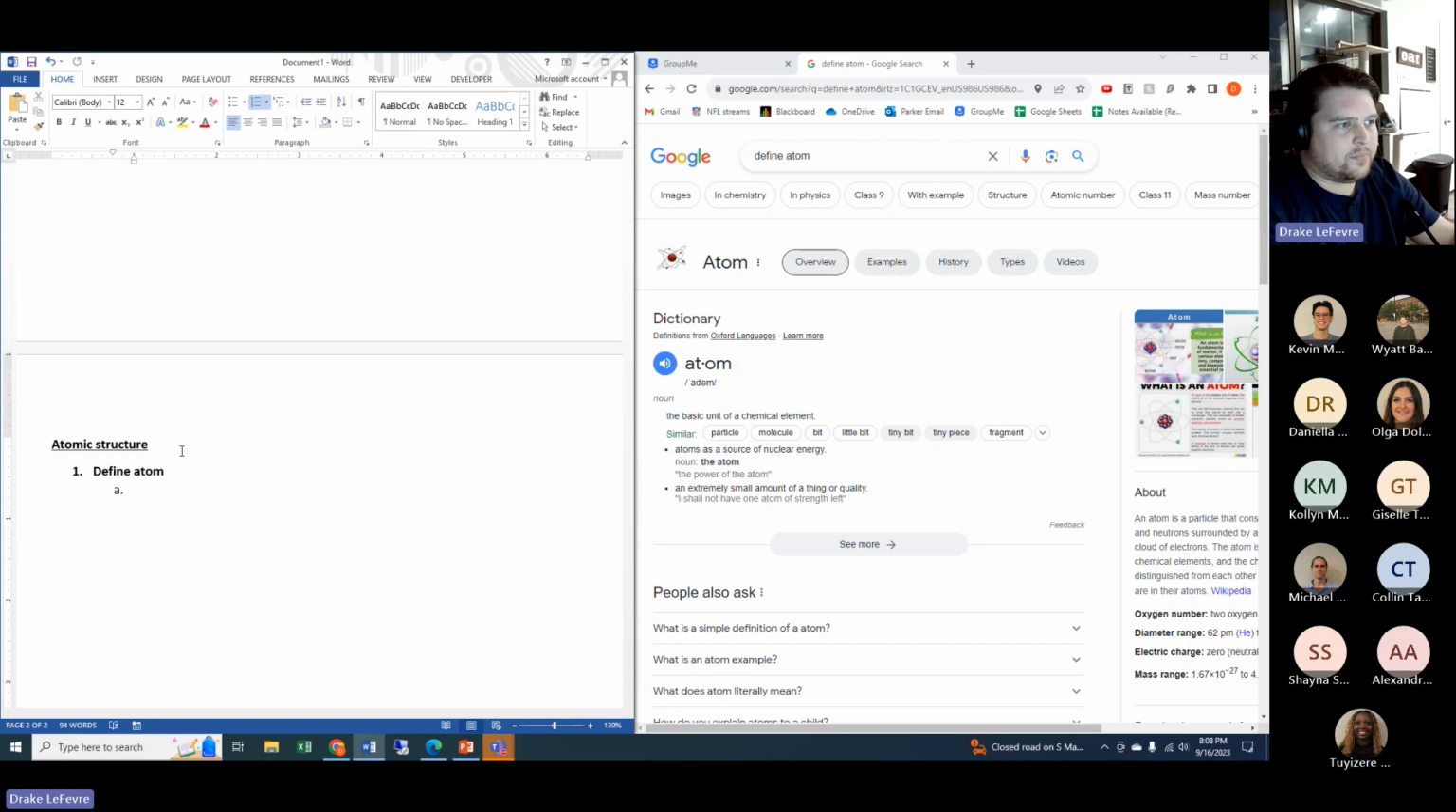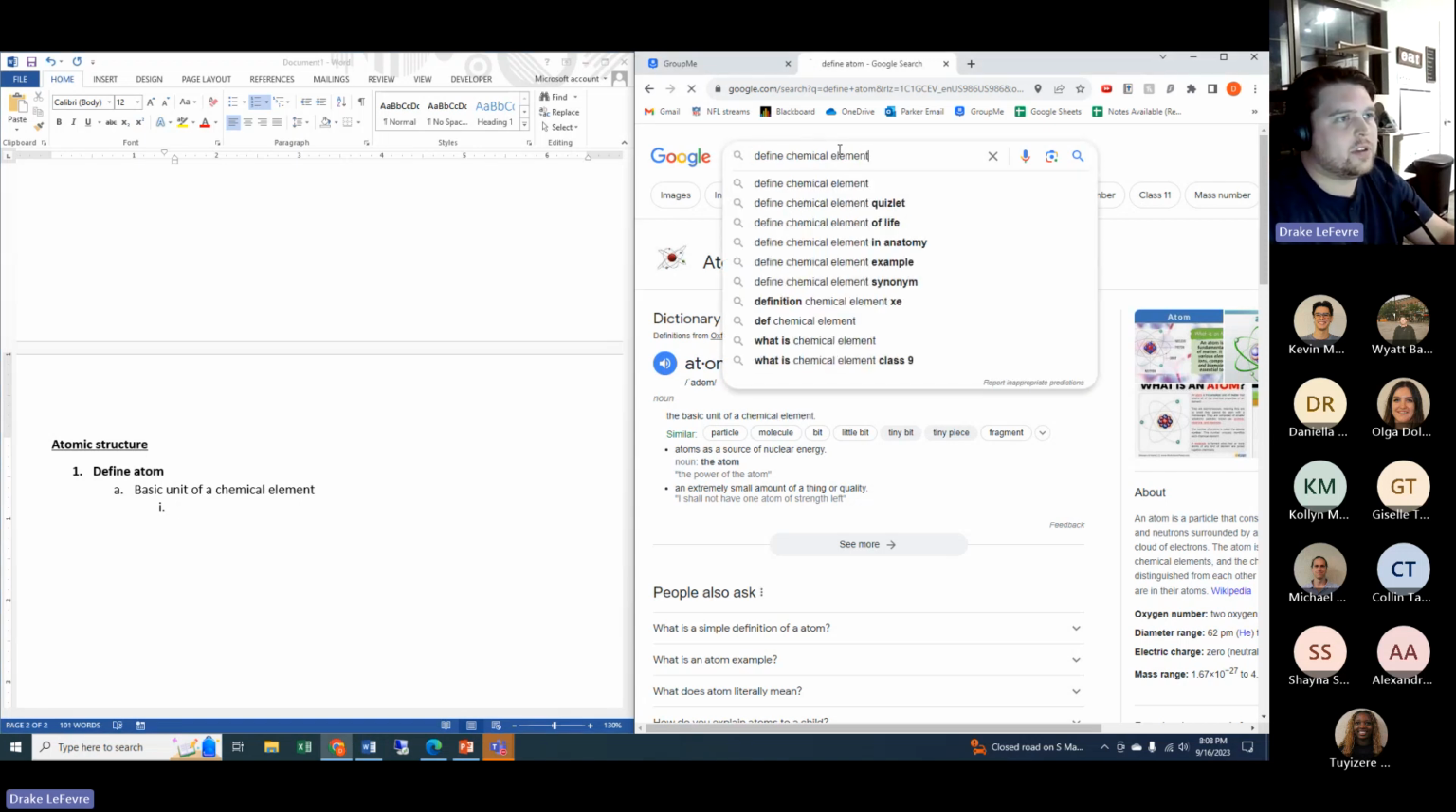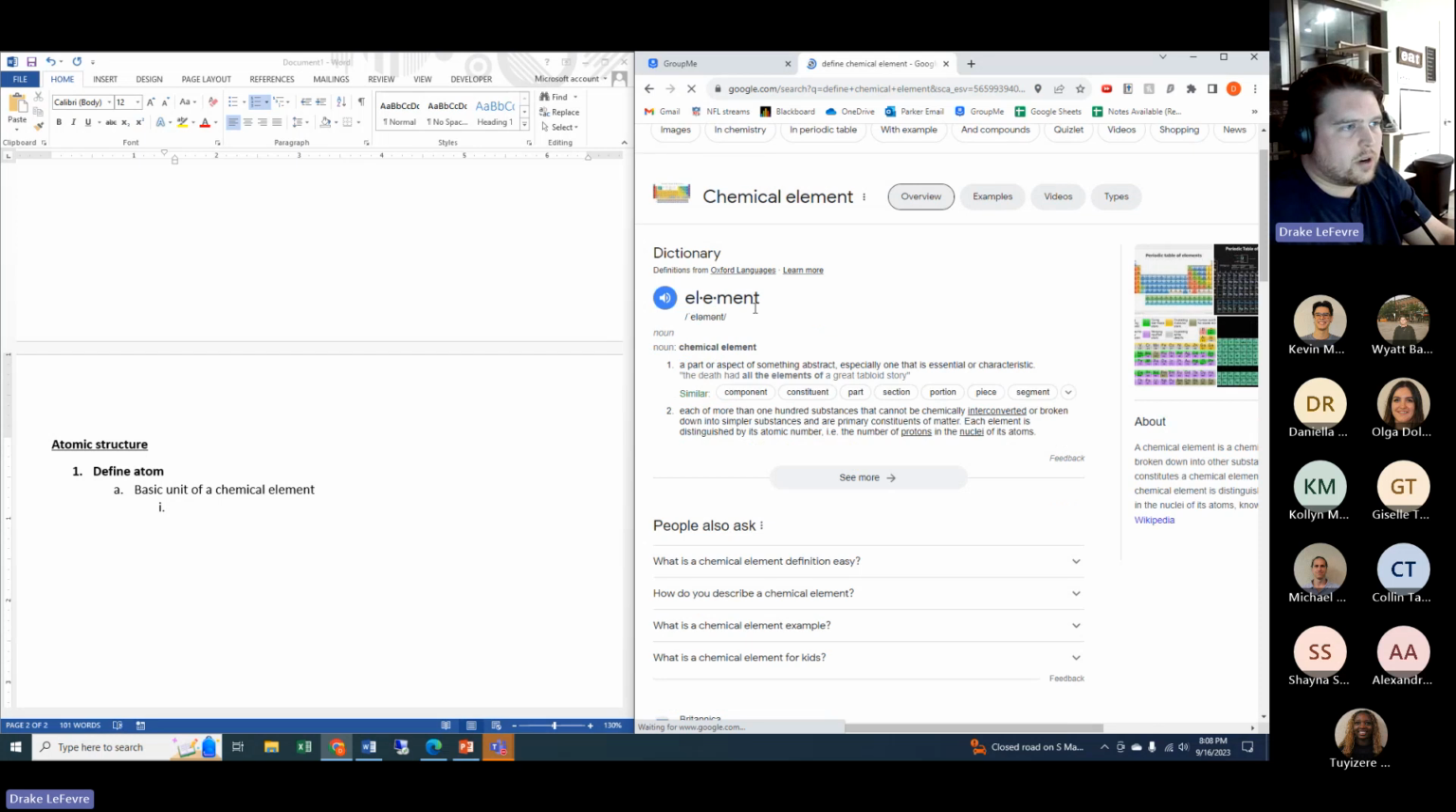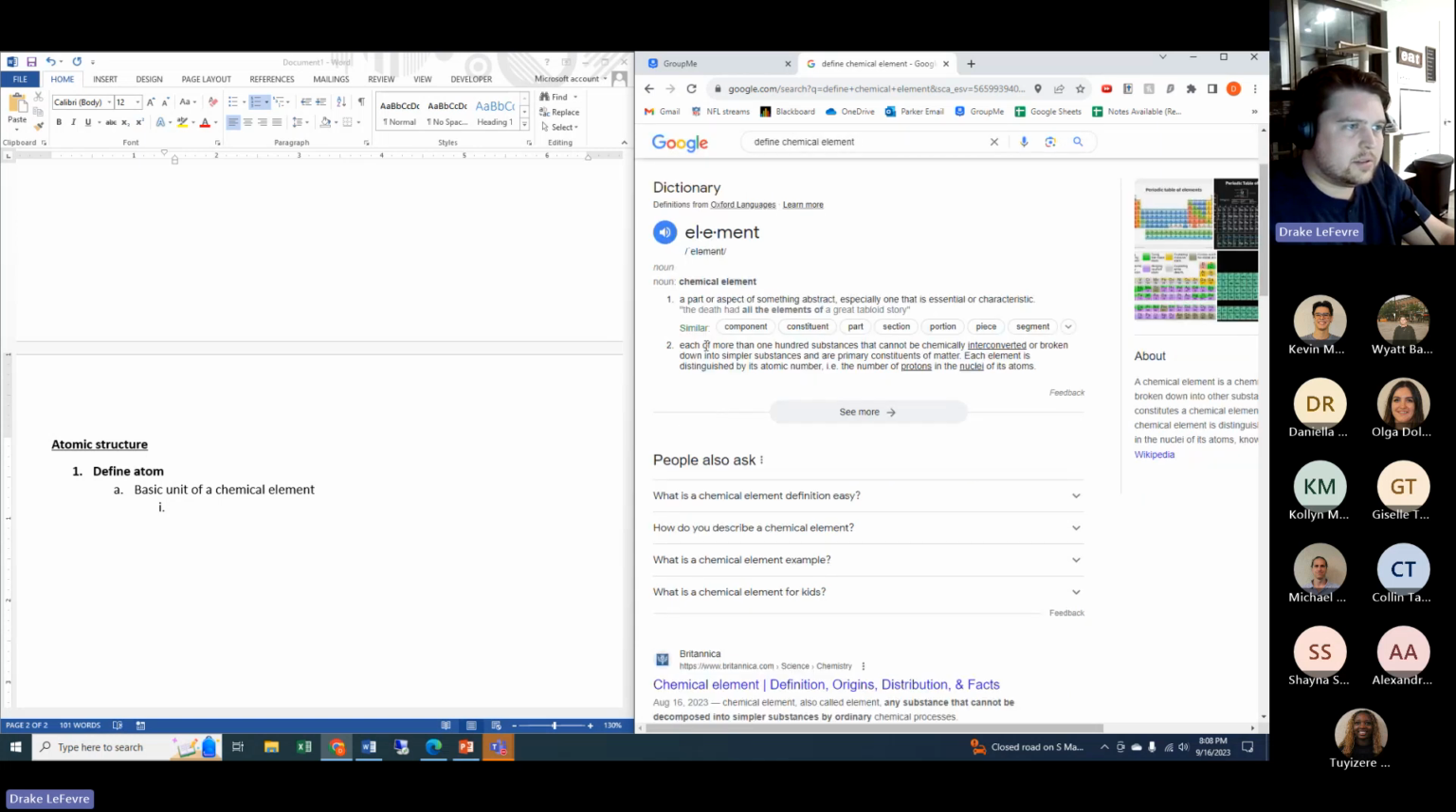So for example, we took an atom. It's the basic unit of a chemical element. But in all actuality, we don't actually know what that means, because chemical element can mean a whole bunch of different things. So we want to define that as well. So the chemical element is a part or aspect of something abstract.